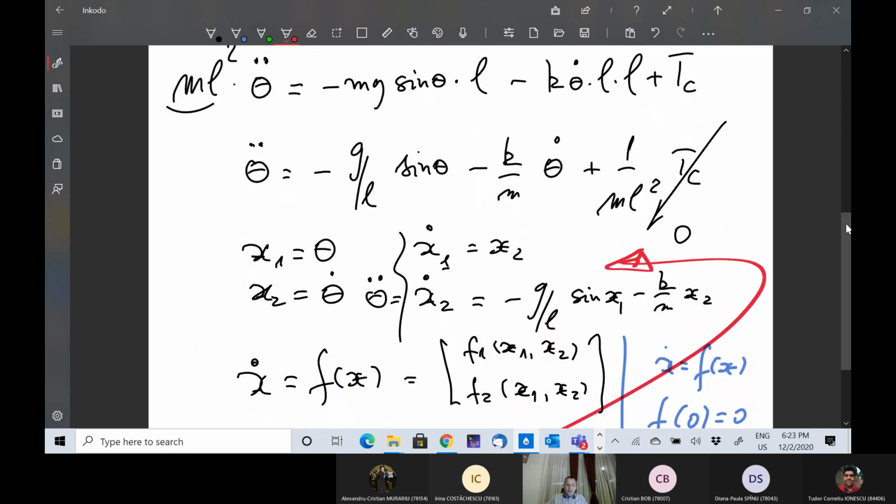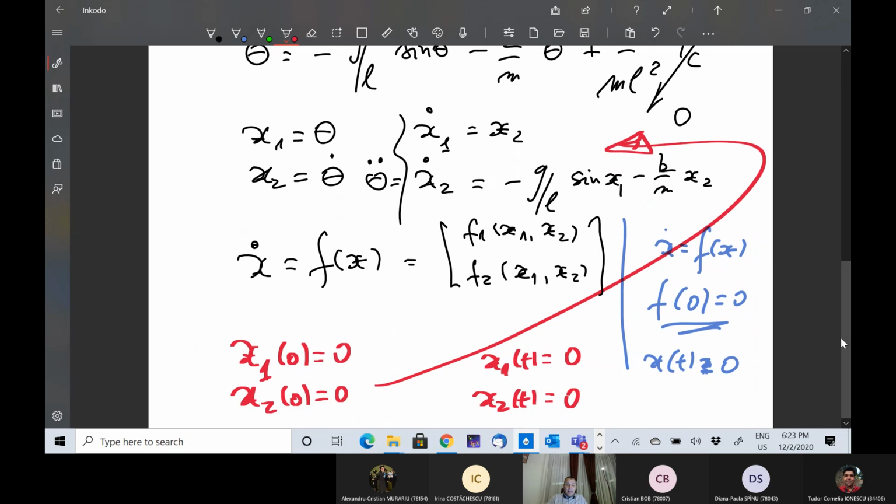Now, notice this f of 0. What we have here, f of 0 is 0. I don't have to write it because you have it there on the right.